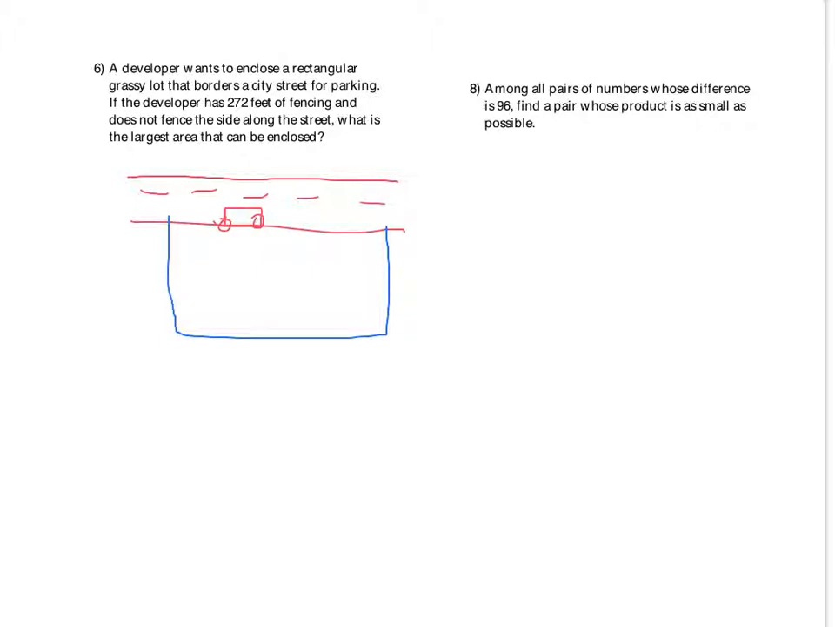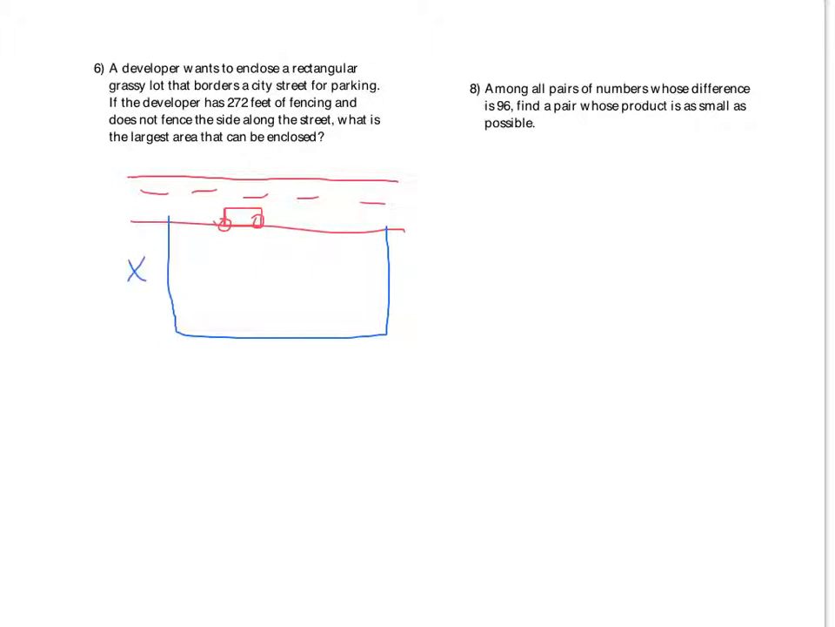So this is what's happening. Rectangular lot, it's bordering the street, is what all that says. And we want to maximize the area. So a developer wants to enclose a rectangular grassy lot that borders a street, 272 feet of fencing, not fencing on the street. What's the largest area? It's the same 2 skills you just did.